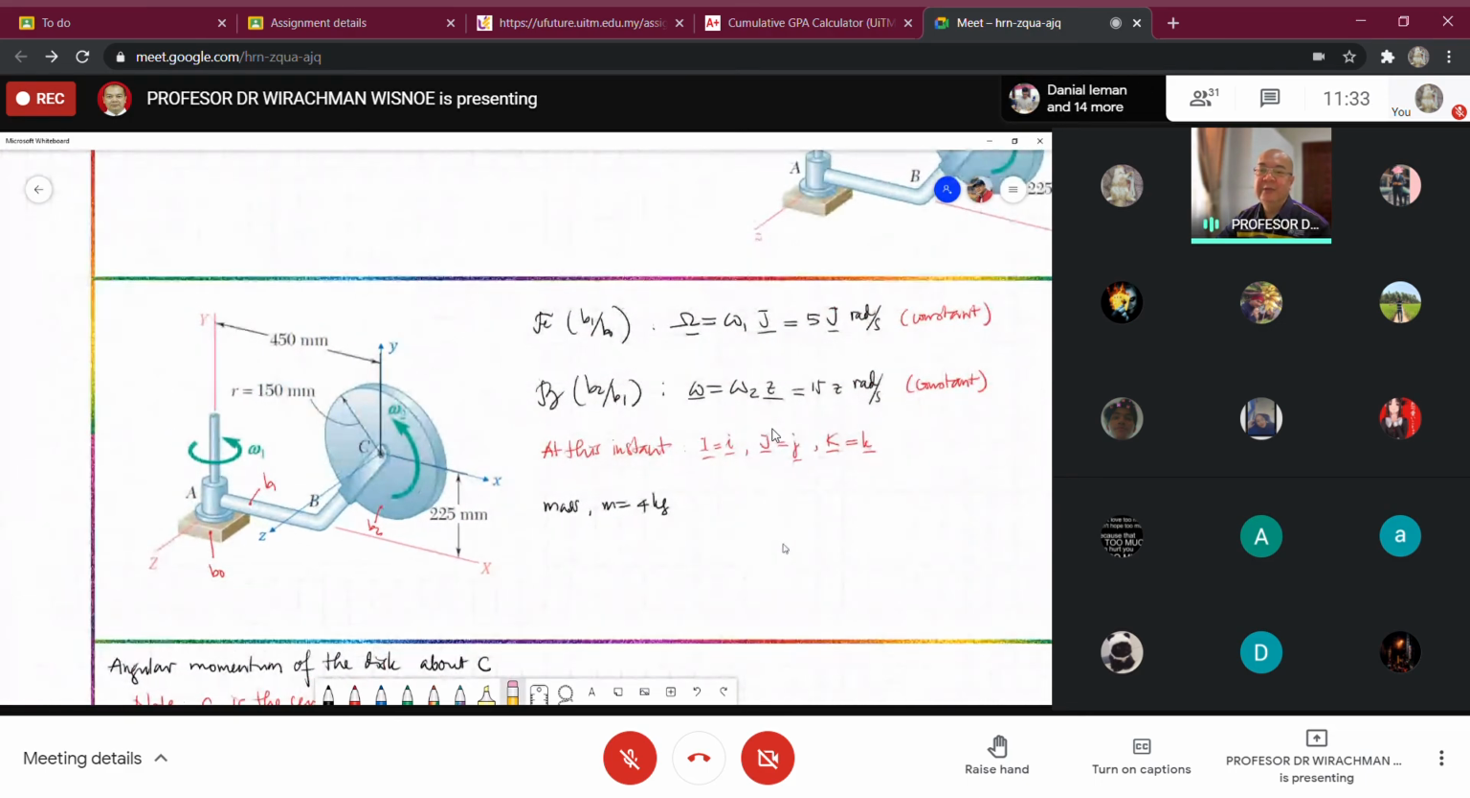Calculate the angular momentum of the disk about C. Angular momentum. You know momentum is mv, linear momentum. Angular momentum, m replaced by I, v replaced by omega. If we talk about the center of mass, the angular momentum is Ig times omega.